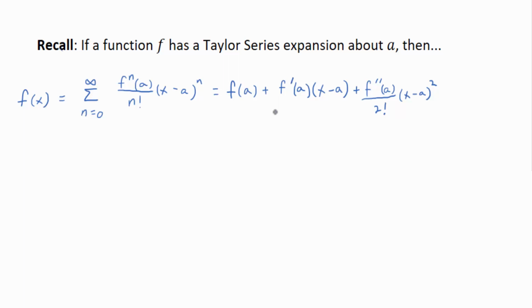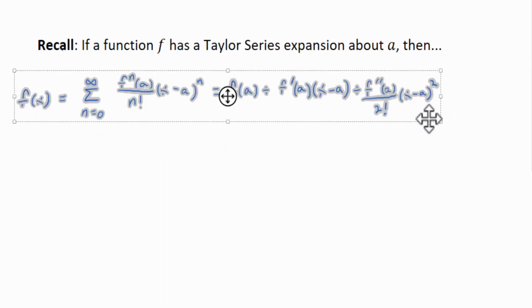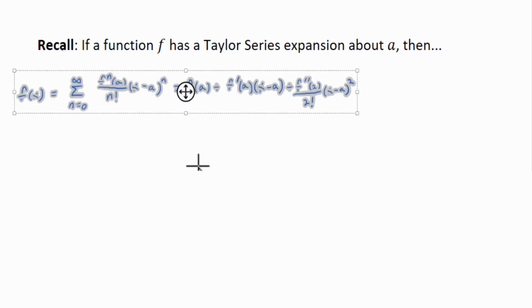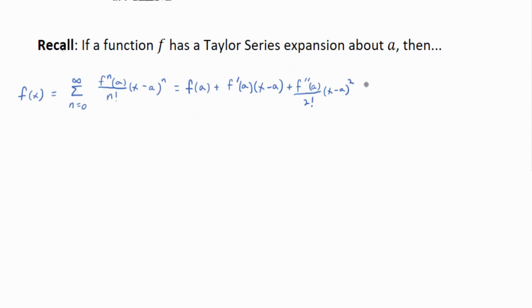Let's go to the nth term. Let's do a plus dot dot dot and go to the nth term. We have to go even further because the sum is going to infinity, but I want to make a point here. Plus dot dot dot plus. The nth term you can just get from the shorthand notation: the nth derivative evaluated at a divided by n factorial times x minus a to the n.